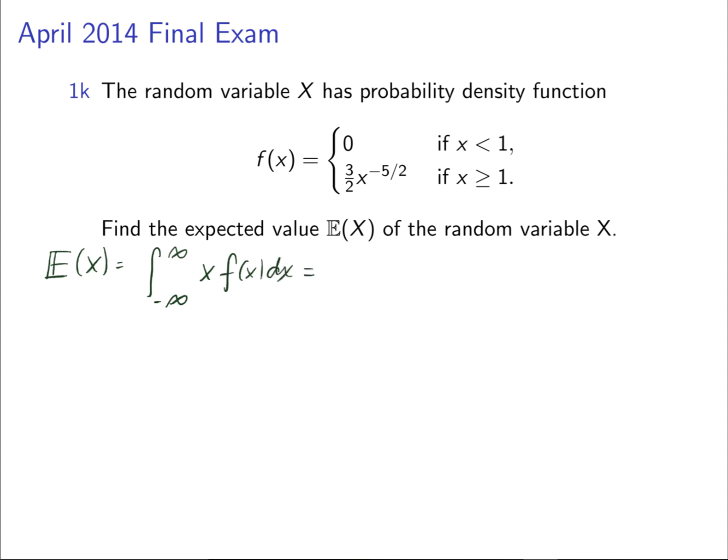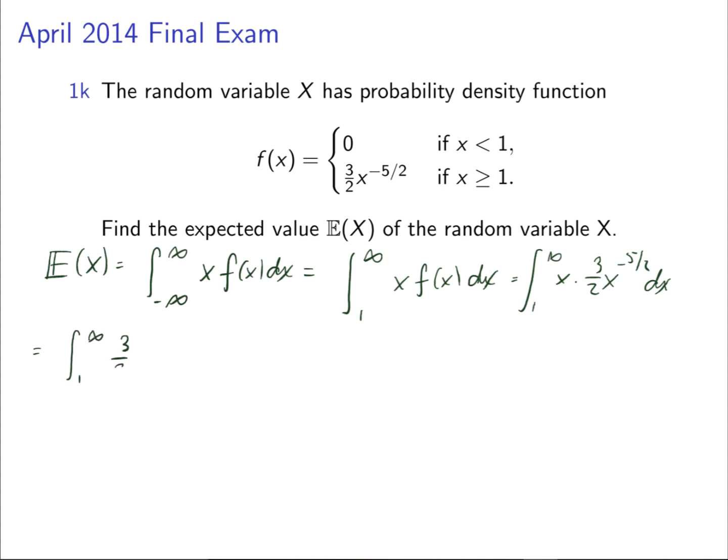For this probability density function, everything is 0 for values of x less than 1. So I can rewrite this as the area from 1 to infinity, because the rest of that area is 0. And my probability density function is 3/2 x to the minus 5/2. It's an improper integral, so I should replace the upper bound with a limit.